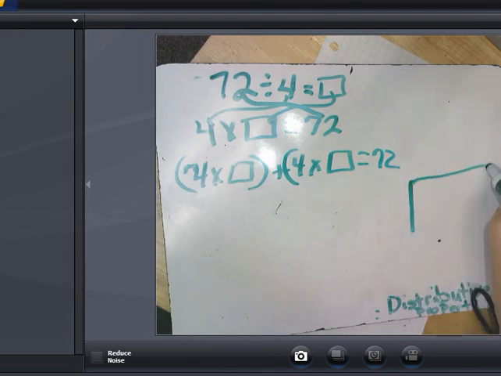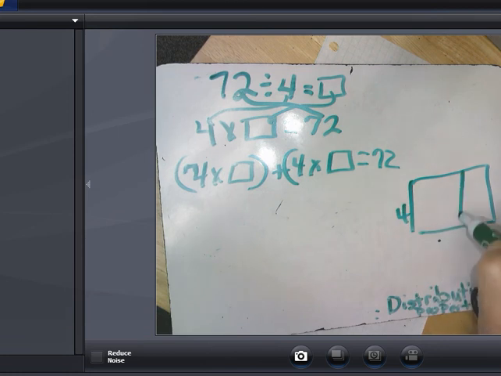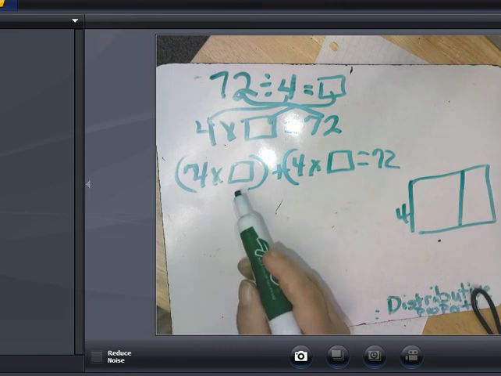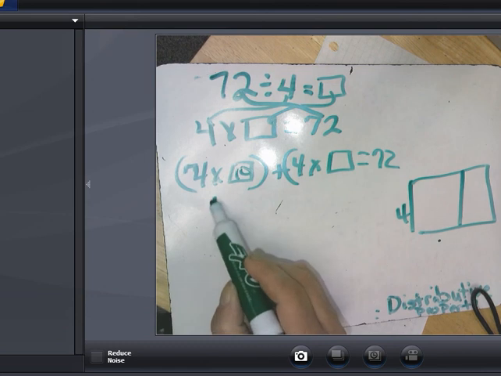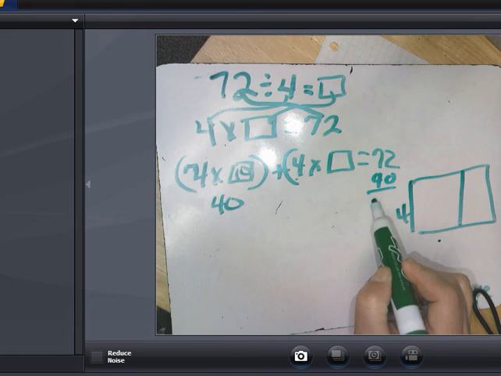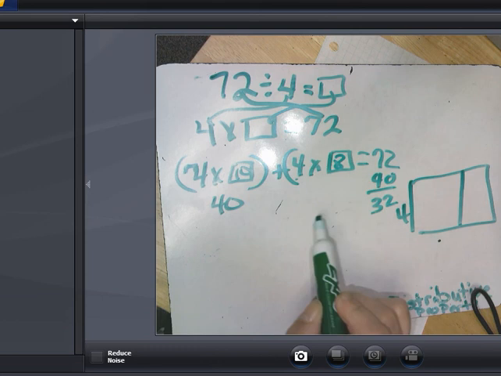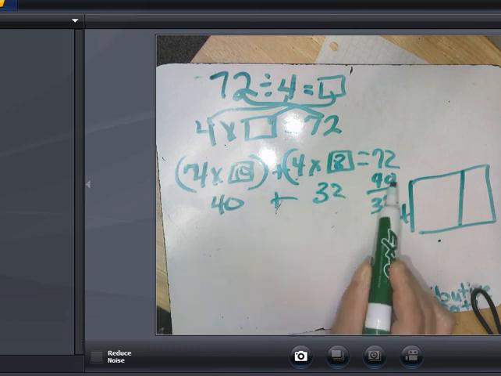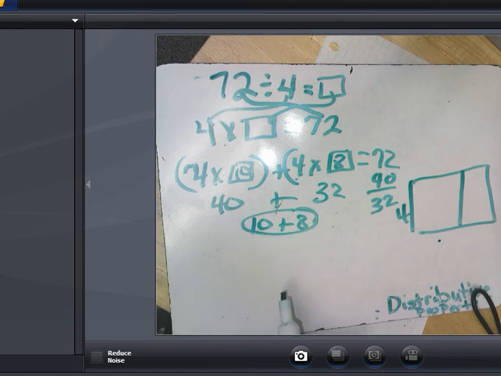If I'm going to do the array, I could do 4 times what equals 72? And I usually always start with the 10. 4 times 10 equals 40. And so if I got 40, what do I have left? I have 32. So 4 times what equals 32? 8. If I add those together, I get 72. My last step is 10 plus 8, because that's what I used.